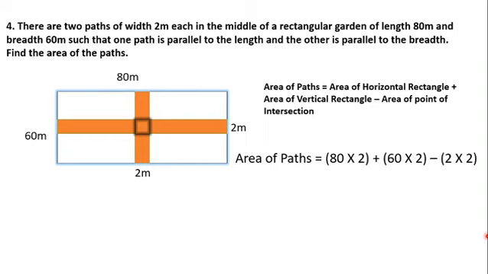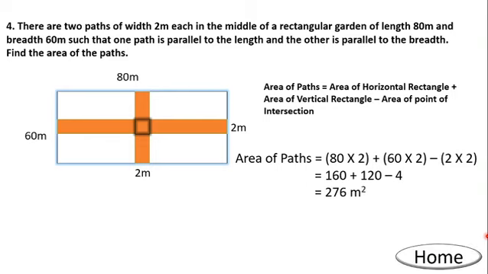So if you have this, 80 by 2 is 160, plus 60 by 2 is 120, and then minus 2 by 2 is 4. 160 plus 120 would give us 280. And then we subtract 4 from that, which will give us 276 meters squared, because we are talking about area, and our area is always in units squared.